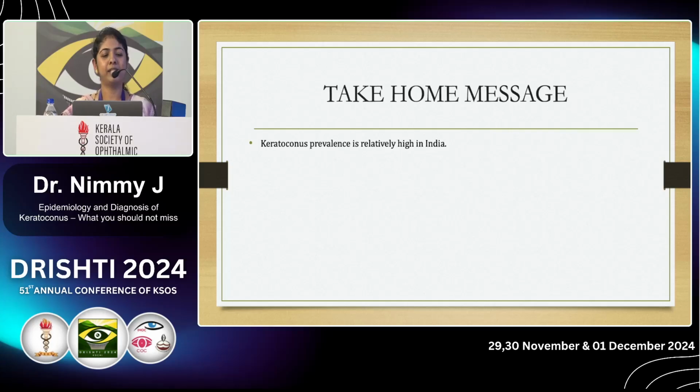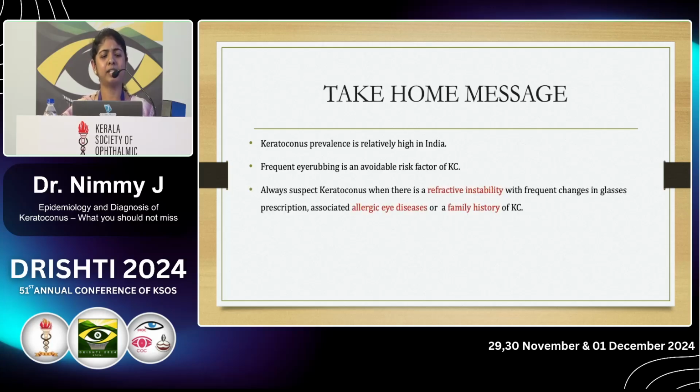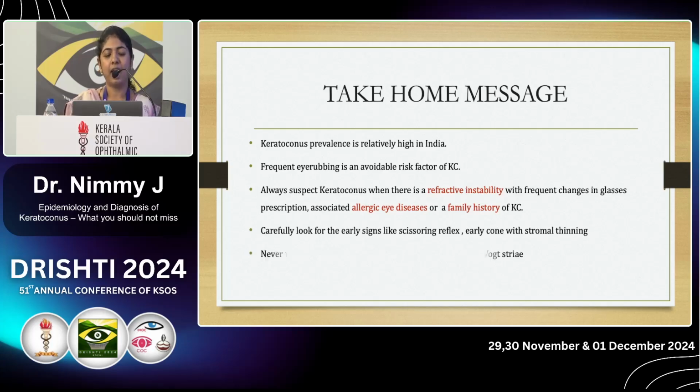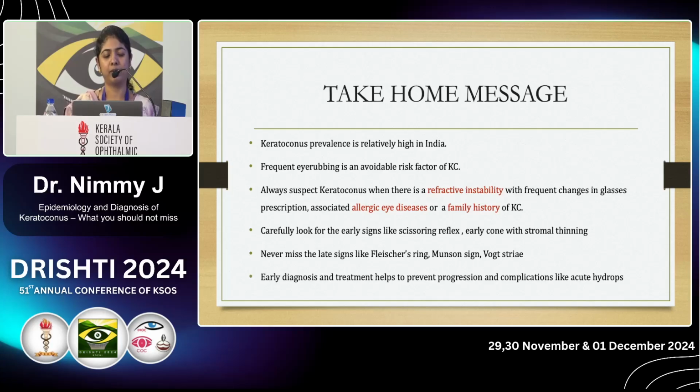So the take-home message is that the keratoconus prevalence is very high in our country, in India, and frequent eye rubbing is an avoidable risk factor. And always suspect keratoconus when there is any refractive instability, like frequent changes of glasses, when there is history of any allergic eye diseases or family history, and carefully look for the early signs, and never miss out the late signs like Fleischer's ring, Munson sign, and Vogt striae. Early diagnosis and treatment helps to prevent progression and also complications like acute hydrops.